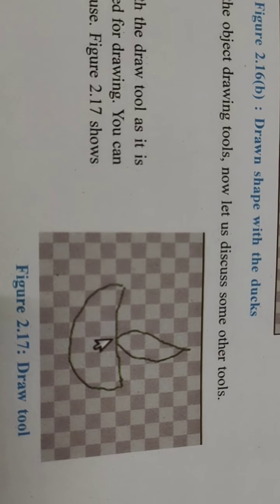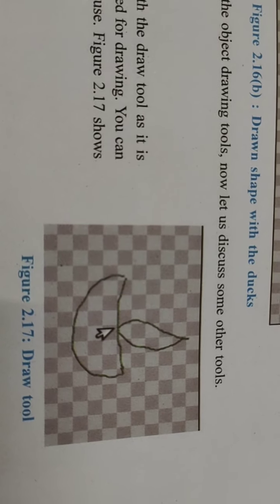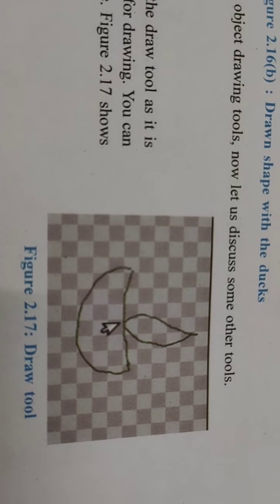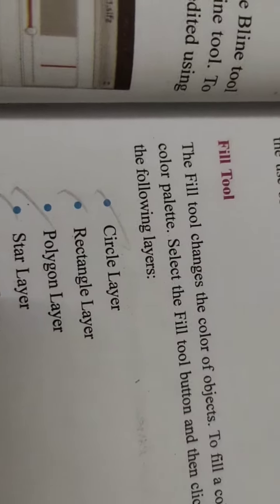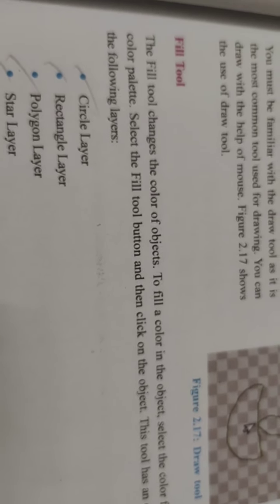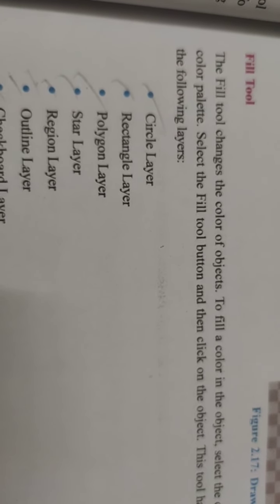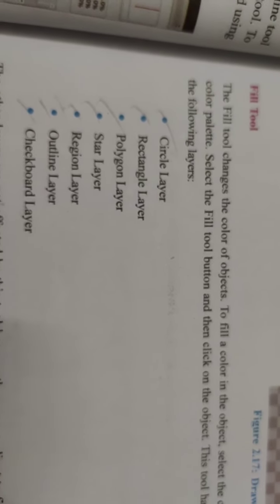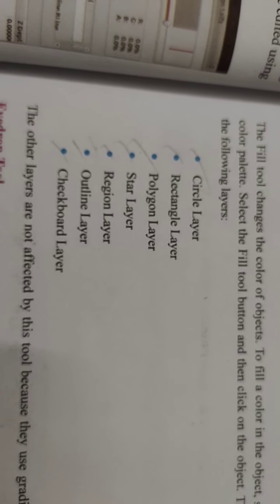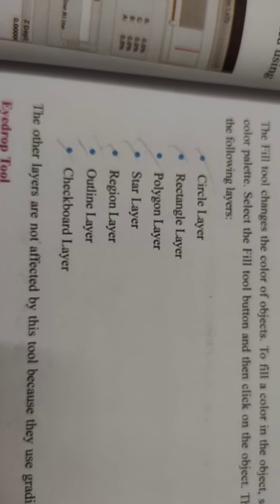That is the use of the draw tool, which we can use like we use the cursor in the Paint app. It is the same, only the pencil is a 2D pencil. Then there is the fill tool. The fill tool changes the color of an object. To fill color in an object, we require the fill tool. Like in the circle layer, rectangle layer, polygon layer, star layer, region layer, outline layer and checkboard layer, we can fill any color with the fill tool.